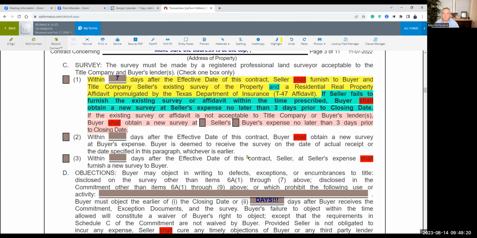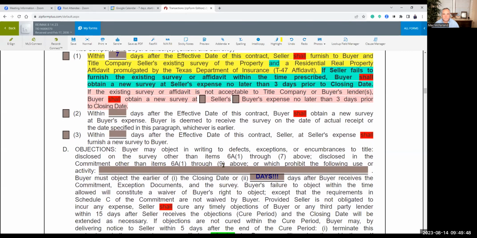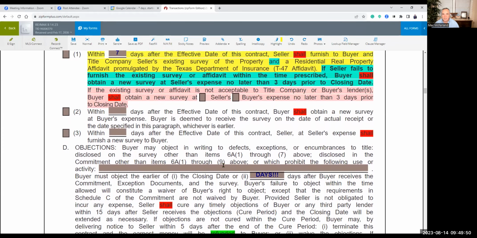So there's 3 parts there, and that's a real common question we run across, because sometimes agents will say, well, I'm going to mark buyer's expense and the buyer can pay for a new survey. That's not the way that works. This is the buyer's right here, and this is the seller's, right? If you're going to get a new survey, this is only if the existing one doesn't work, right? Any questions on that one?